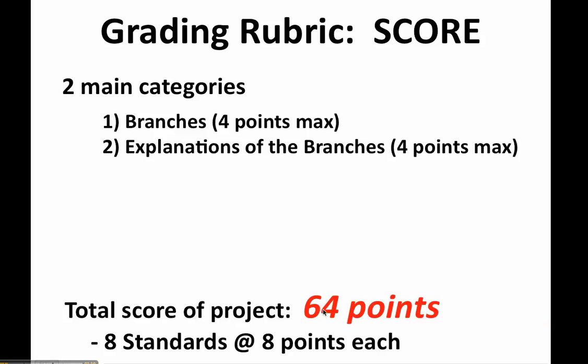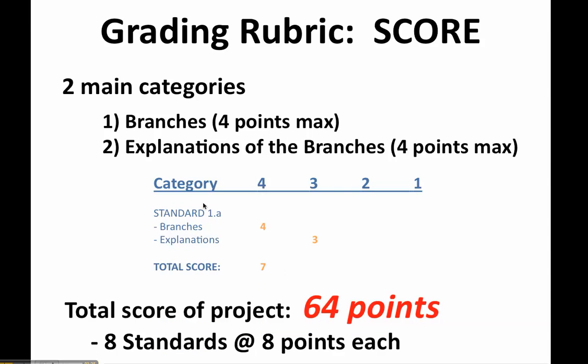For the total score, there's going to be a maximum of 64 points, so that's 8 standards, multiplied by 8 points each, because you have max 4 plus 4 is 8, and then you times that by the 8 standards. Now this is kind of what it looks like. So the category is branches and explanations, and then you have your scale: 1 point, 2 points, 3 points, 4 points. This is just an example.